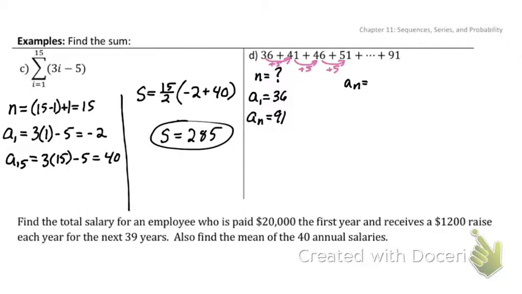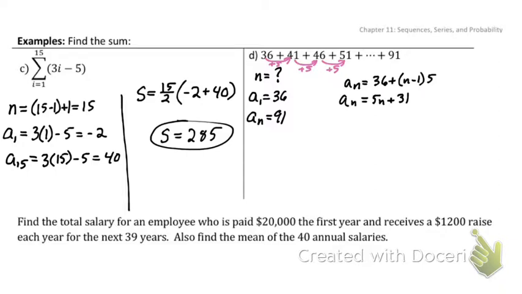Jacob. a sub n equals 36 plus (n minus 1) times 5. Yep, that would be it. So we distribute that 5, and this would actually equal 5n. 5 times negative 1 is negative 5, plus 36 is a plus 31. There's my equation. I have a sub n equals 5n plus 31.